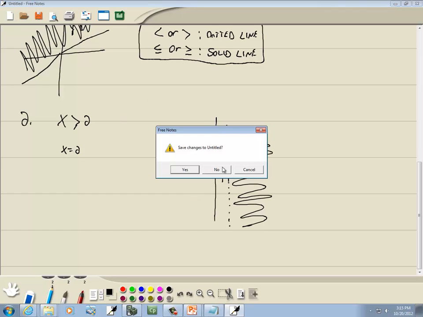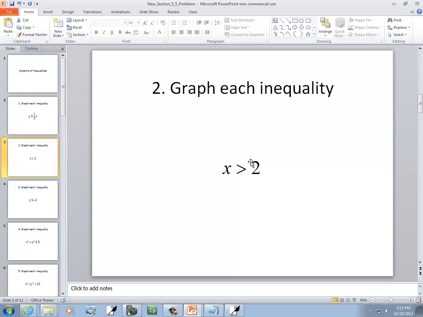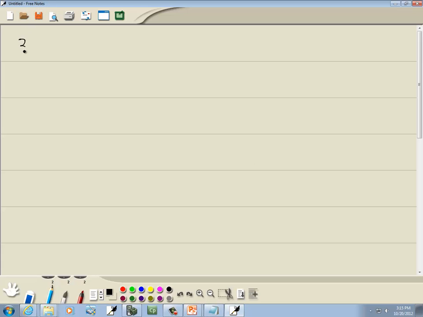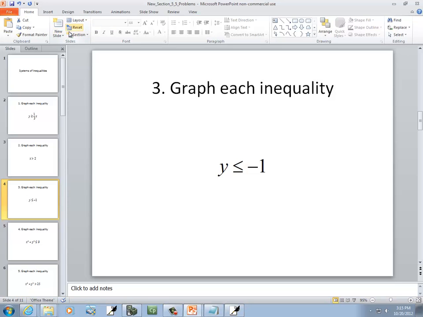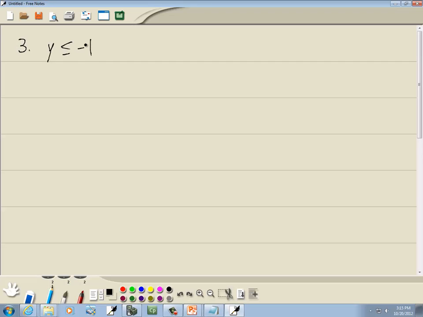So let me start a new page, and we'll look at the next problem. We got y is less than or equal to -1. This is another one fairly easy by hand. We think instead of the inequality, if we had y equals -1, well, that's a horizontal line at -1. So that'd be right here. Now specifically, this is a less than or equal to, which means this would be a solid line, like that.